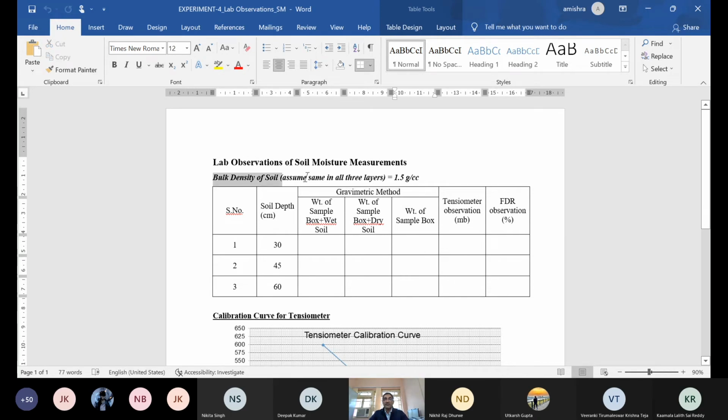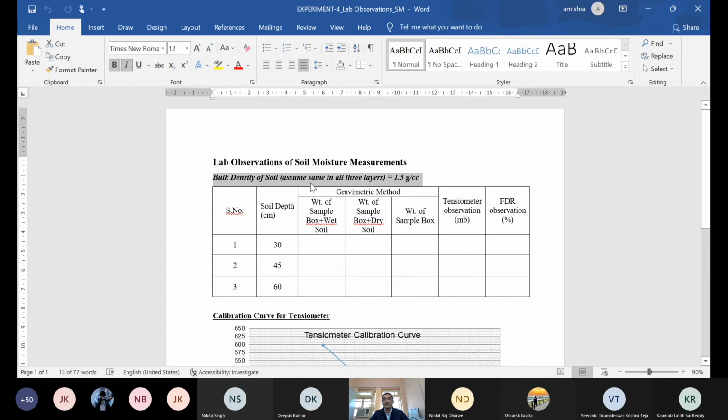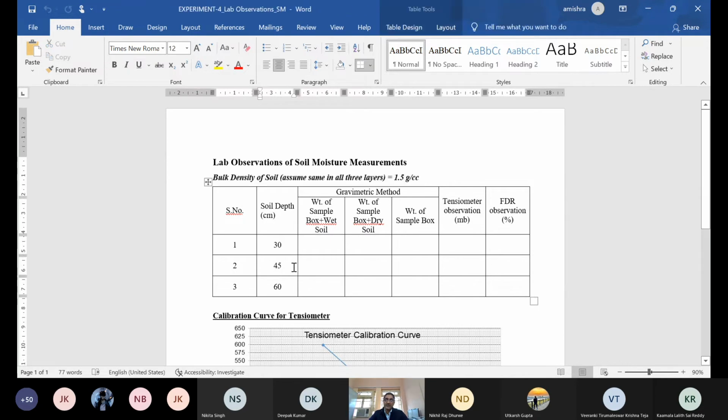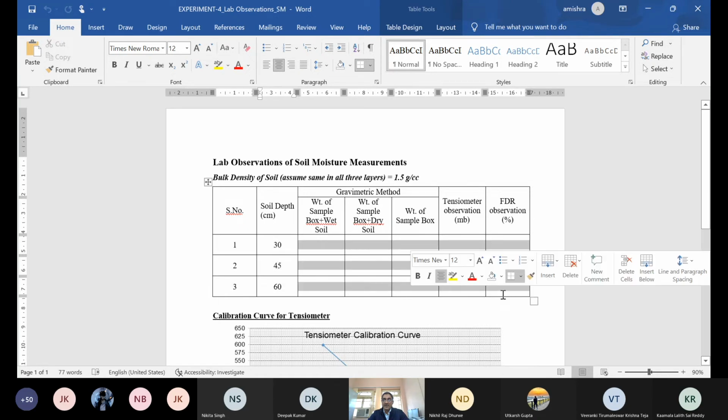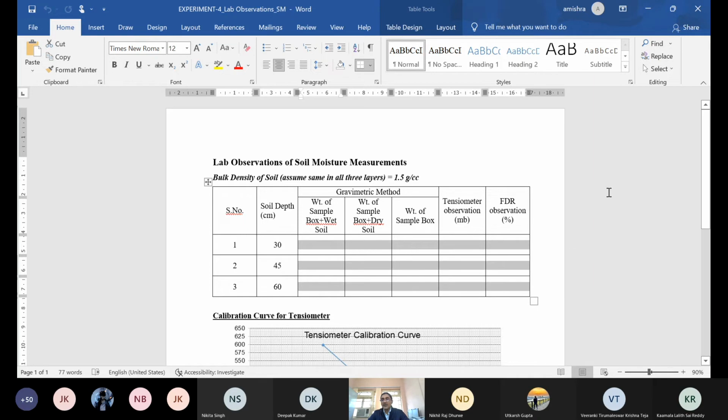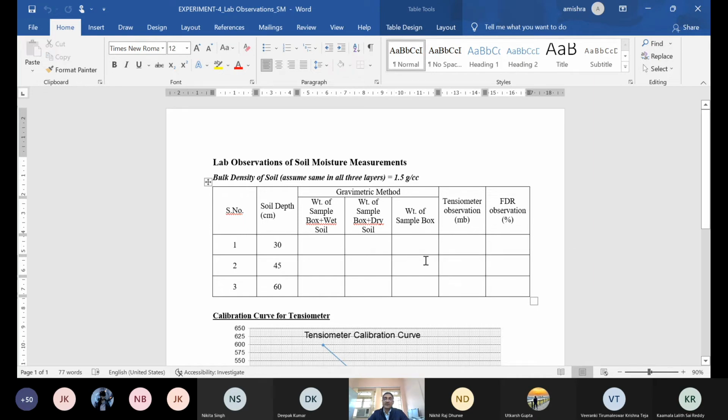Here is one more piece of information given: bulk density of the soil. You just assume that in all 3 layers at 30 centimeter, 45 centimeter and 60 centimeter, it is the same bulk density, that is 1.5 gram per cc. So this is the observation table you need to fill, and finally you need to compare what the soil moisture is at the 3 layers, 3 points in depth: 30, 45 and 60 centimeter.